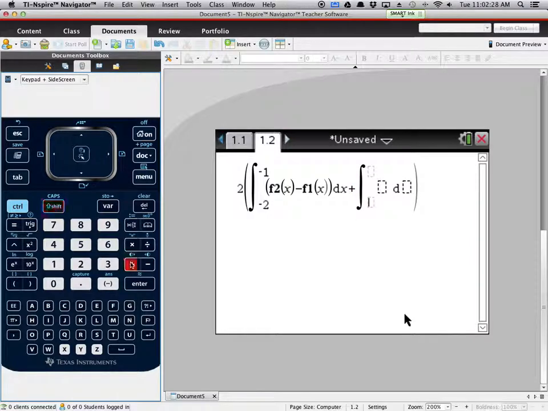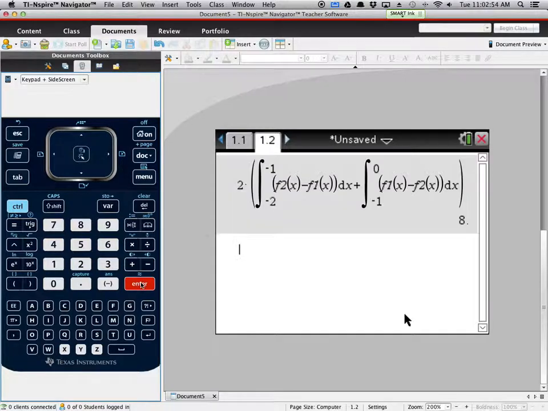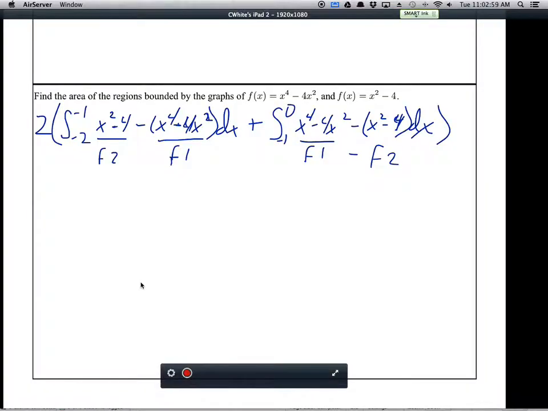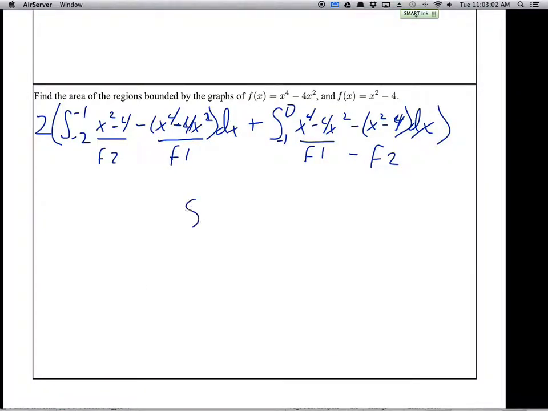Plus, my second integral goes from where to where? Negative 1 to 0. Okay, which one needs to come first? F1, minus F2 with an X in it. Press enter. We have our solution. Simple. So our answer would be 8. So the area of those three regions would be 8.